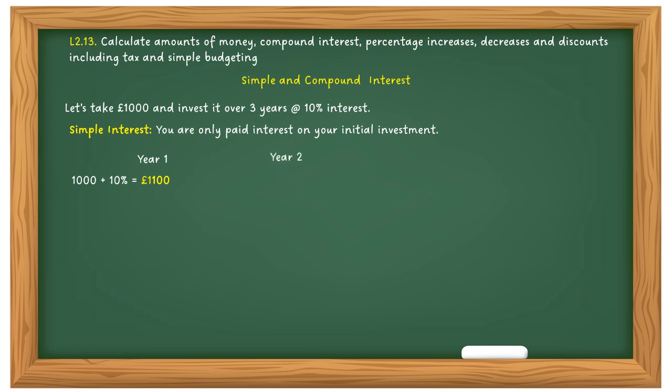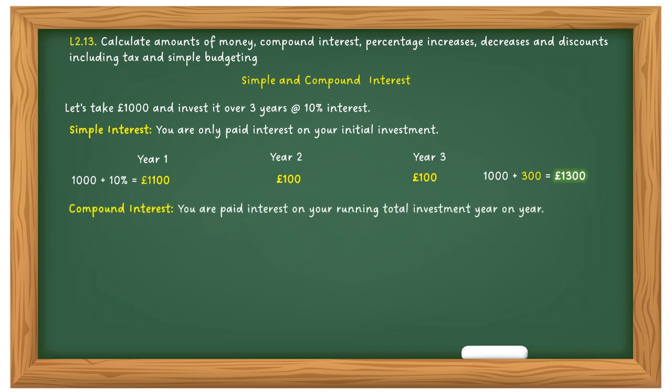Now when it comes to year 2, again, you're only paid interest on your initial investment. So again, you make £100 in the second year, and it's the same for the third year. You're only paid interest on your initial investment, which is £100. Now if you add that all together after 3 years, you can see that you've made £300 profit. So your return is £1,300 on your initial investment.